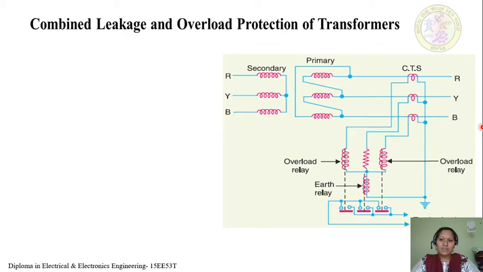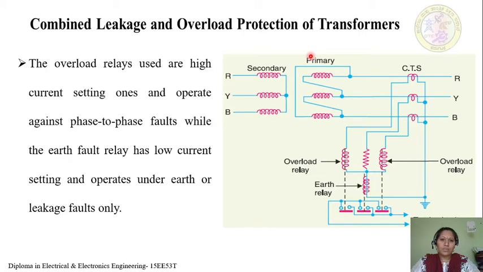This is the circuit diagram of the combined leakage and overload protection of the transformers. Here this is the transformer. This is the secondary winding of the transformer, which is connected to the three phases R, Y, B. This is the primary winding of the transformer, and these are the three CTs which are included in the R phase, Y phase and B phase.